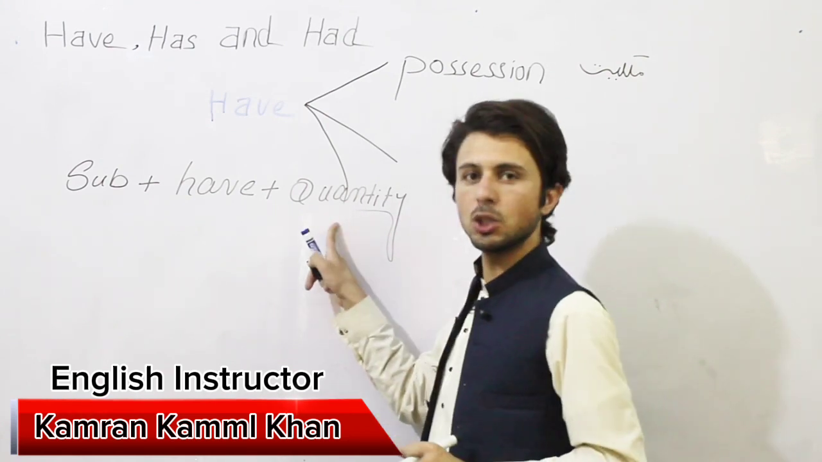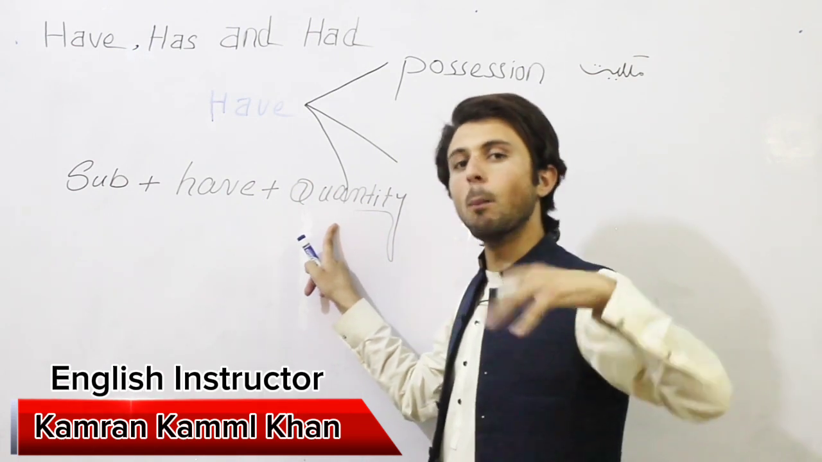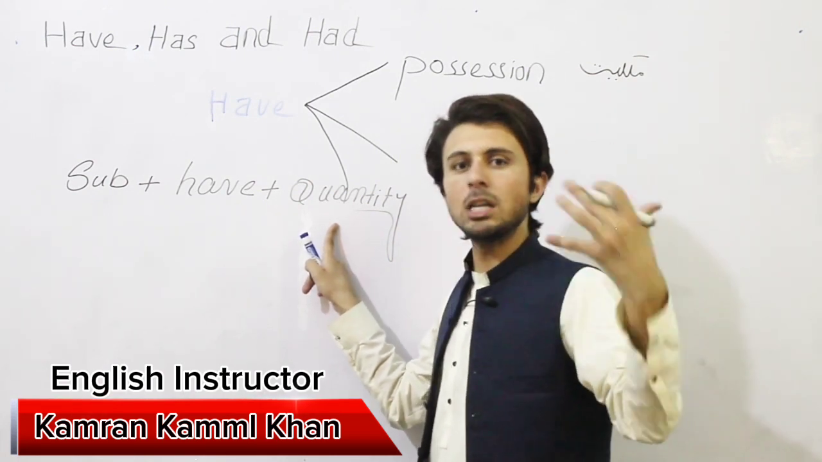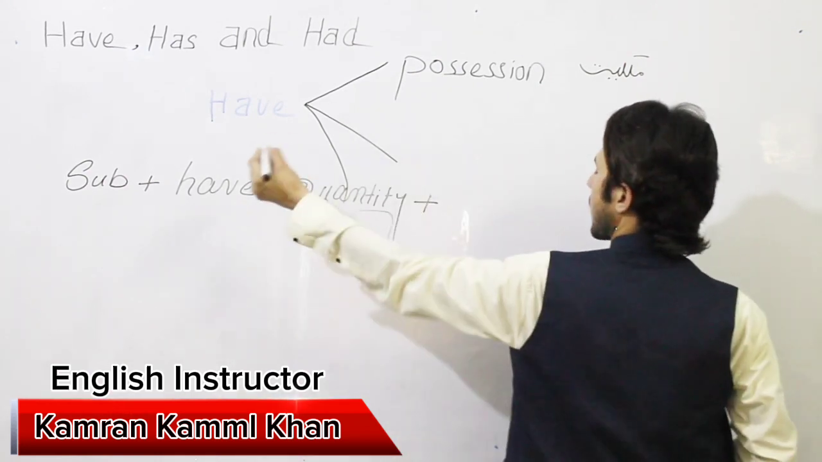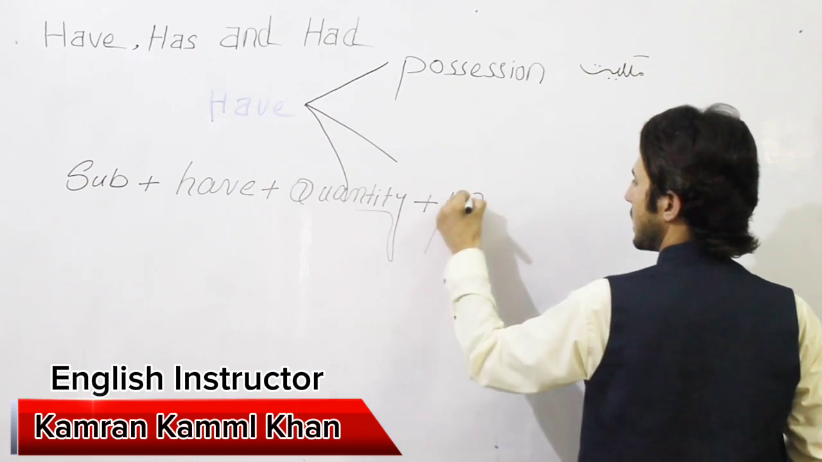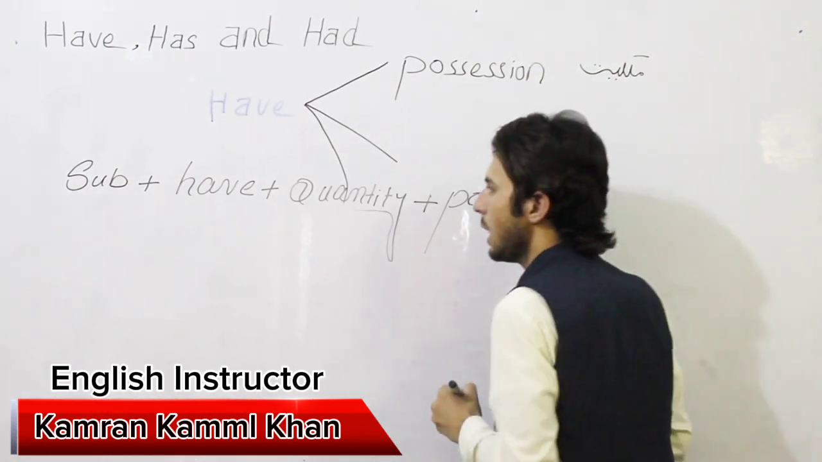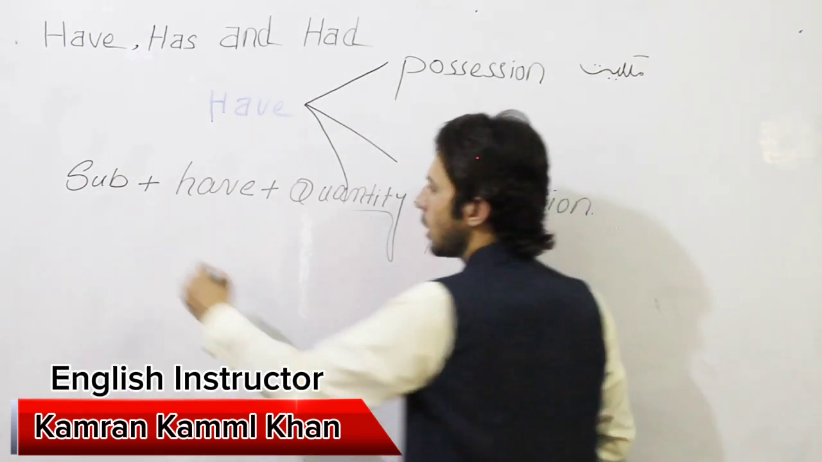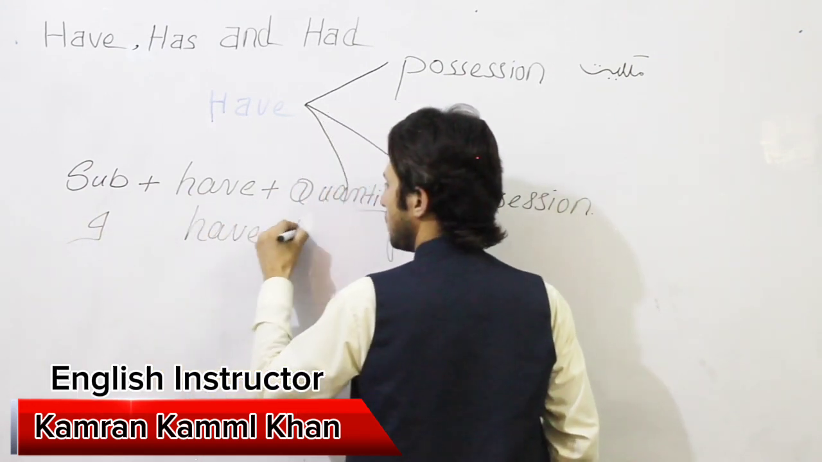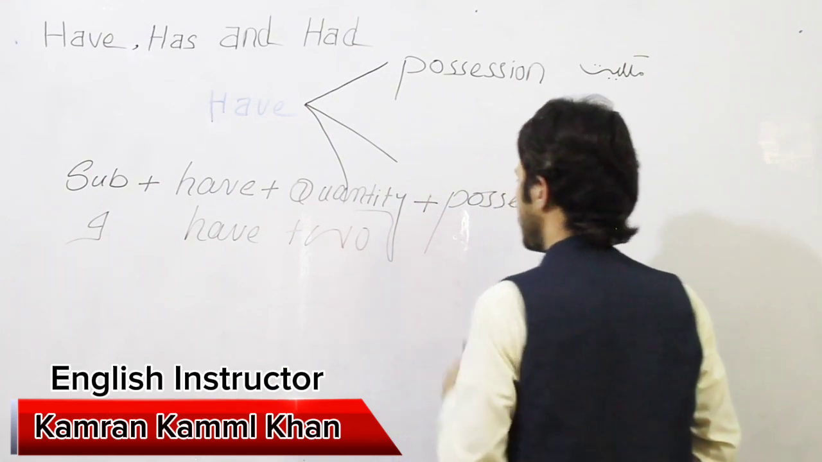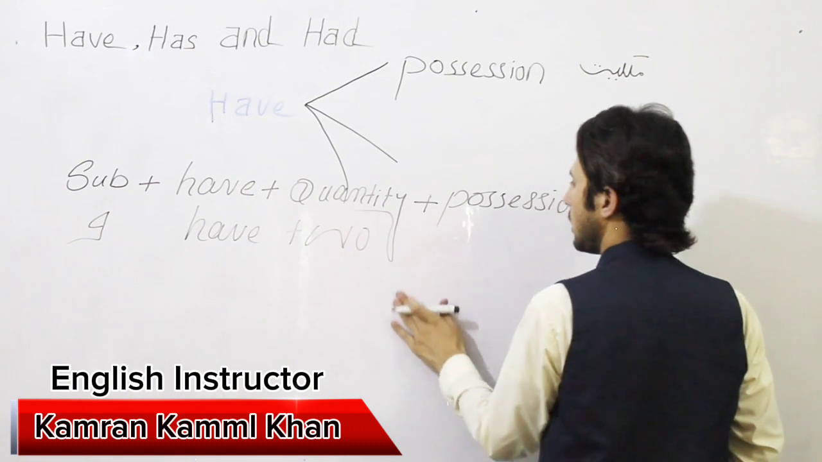The quantity is definitely two. So I have three homes. The quantity answers how many homes do you have, how much money do you have. That's actually the quantity. In the end, if you add a complement to express your position, it is a simple application of the structural formula. For example, I have two homes in London.